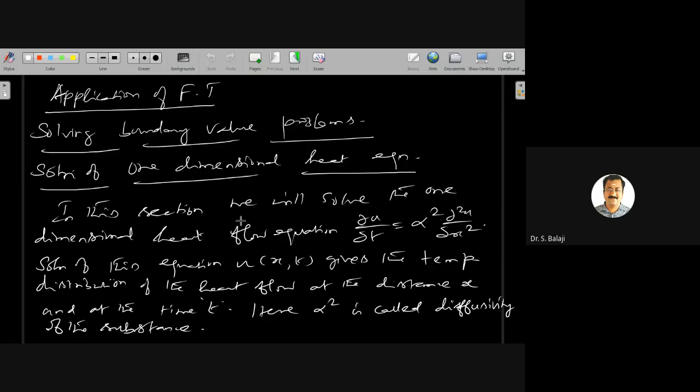In this section, we will solve the one-dimensional heat flow equation: dou u by dou t is equal to alpha square into dou square u by dou x square.